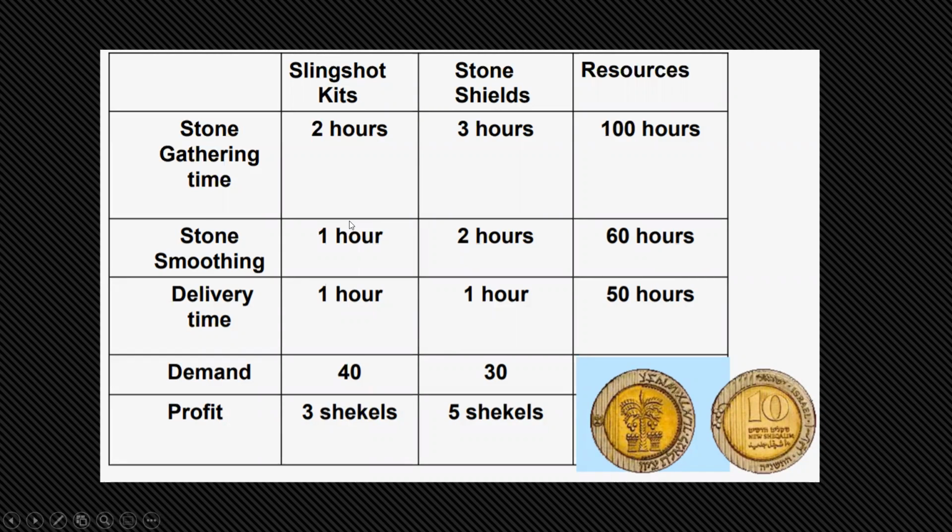Ngayon, tingnan natin. Nangolekta daw sila ng data dito. And then sabi nila, yung oras ko ng pangolekta ng slingshot kit sa mga raw materials na gagamitin ko and how to produce that slingshot, nag-take na lang 2 hours kada slingshot. Then 3 hours kada isang stone shield yung ginugugol ko in producing or in stone gathering or yung raw materials gathering. Ngayon, syempre, limited yung tao nila. Limited yung oras or availability ng mga tao nila and they can just allocate 100 hours to support stone gathering.